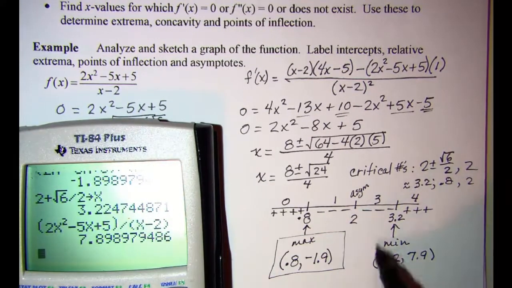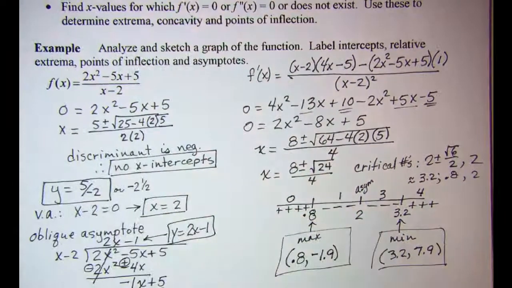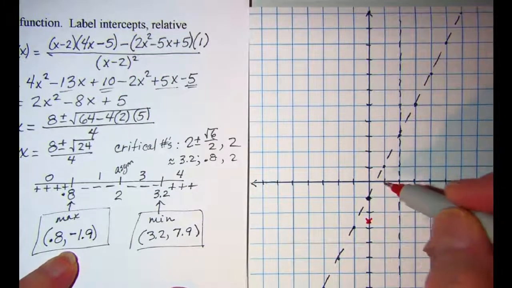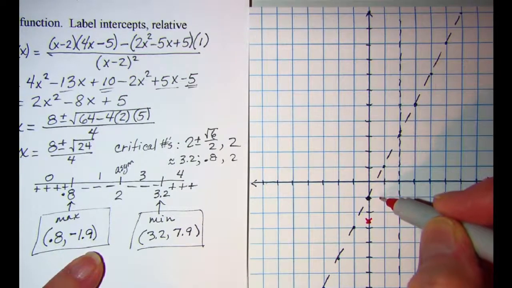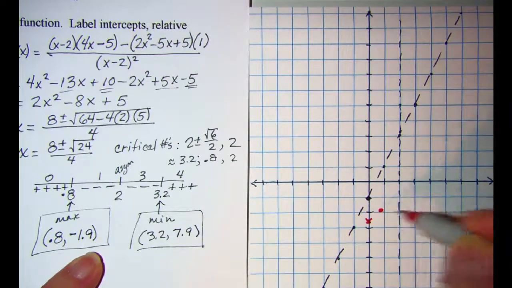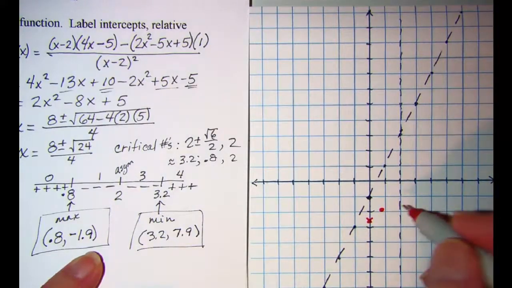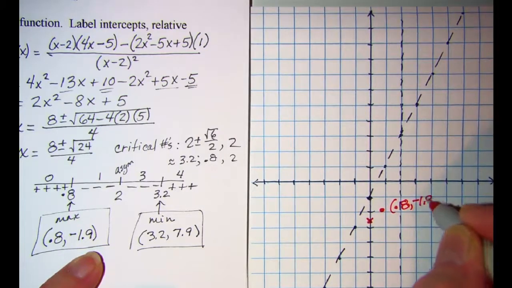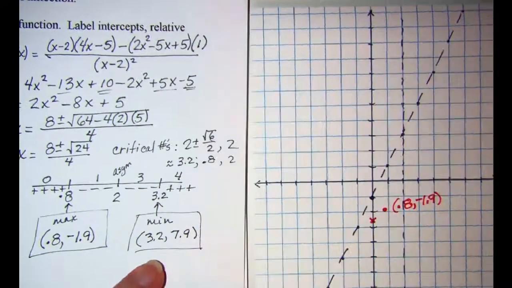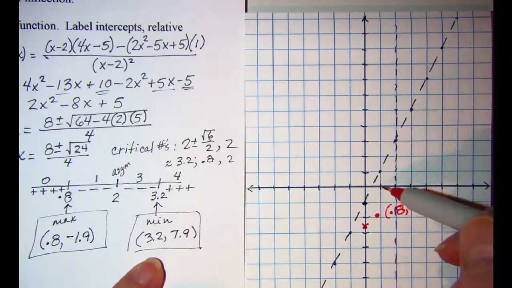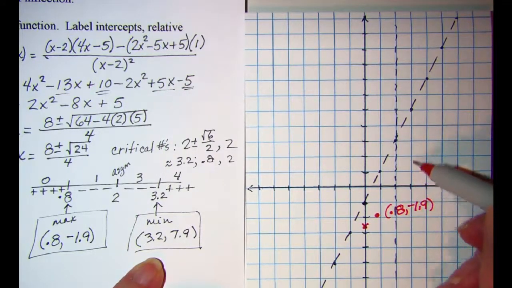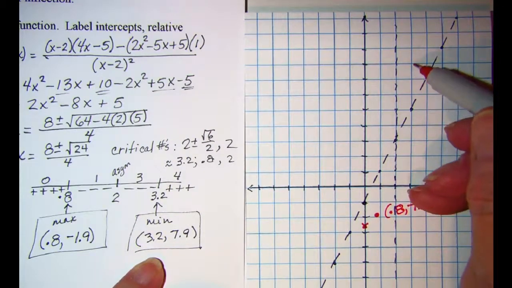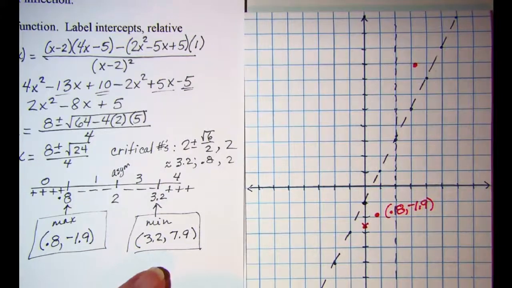So let me go ahead and put these on my graph. 0.8 right about there, and then a negative 1.9. So right about here is going to be our max. And then our min, 3.2 and 7.91. So right about here, that's going to be the min of our graph.